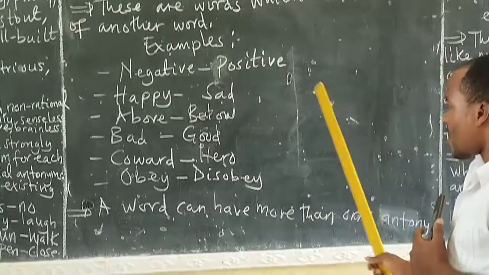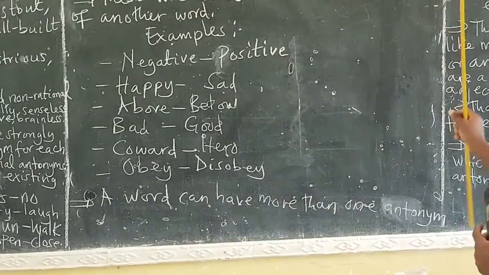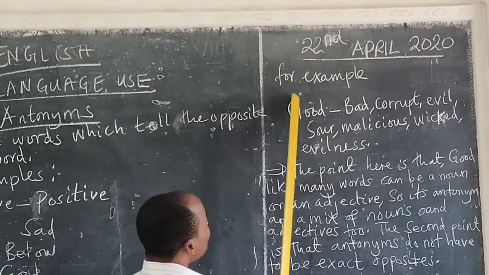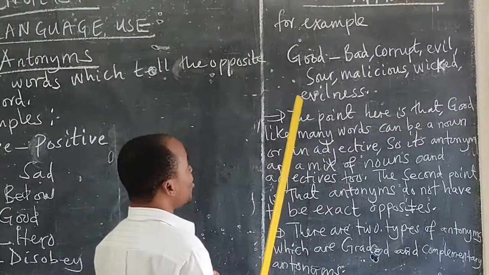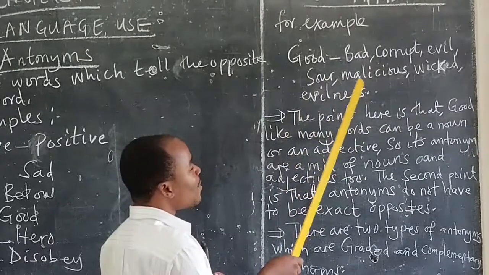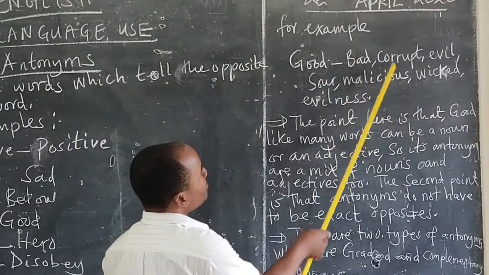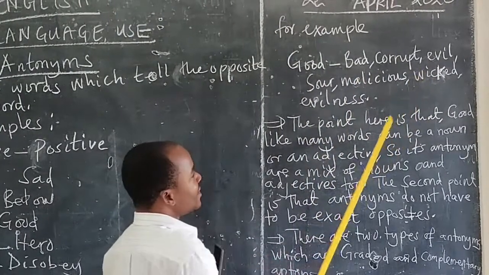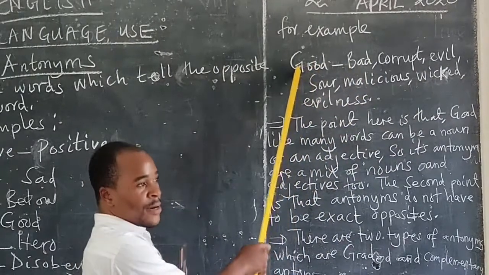So we say a word can have more than one antonym, or a word can have more than one opposite. For example, we have the word good. This word here can have more than one opposite. Like if you see here, we have bad, we have corrupt, we have evil, we have sour, we have malicious, we have wicked, we have evilness. These are the opposites of the word good.